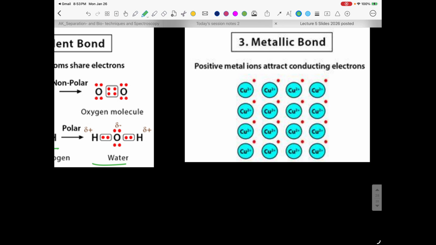And we also looked at metallic bonds, where you have a metal atom interact with another metal atom, or a similar atom in this case. And there's no sharing or transfer of electrons, but the electrons will remain on the exterior, so they can move between these metal atoms.